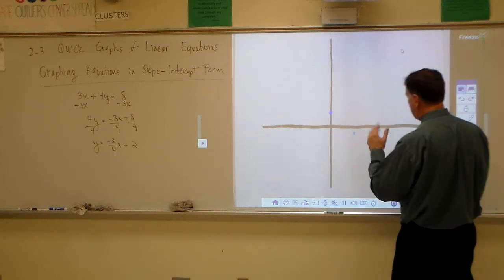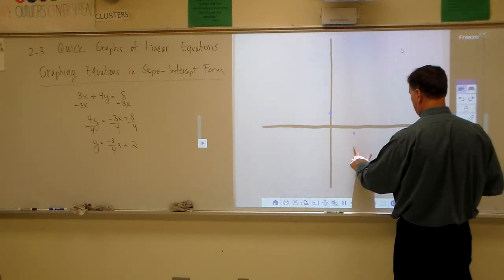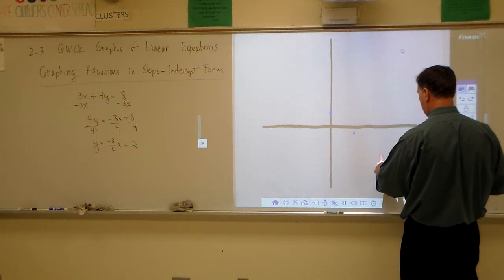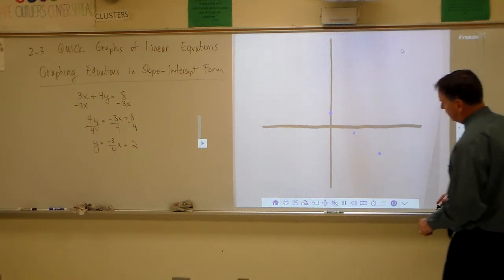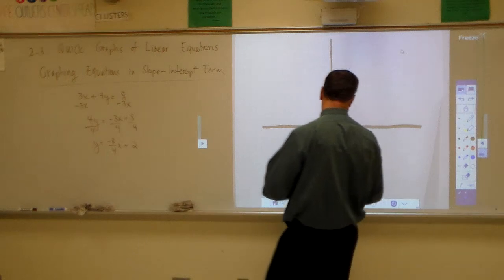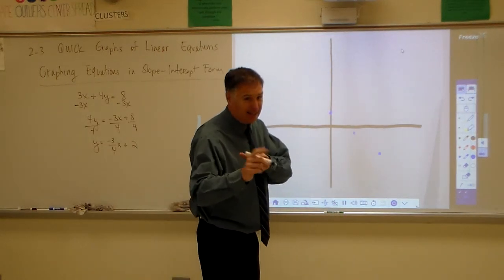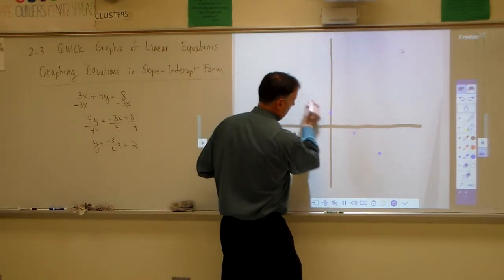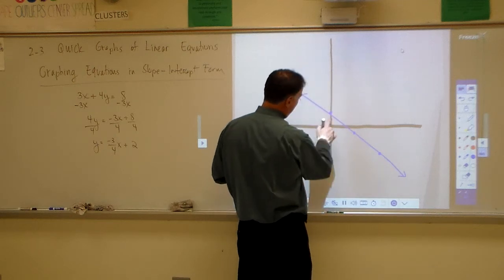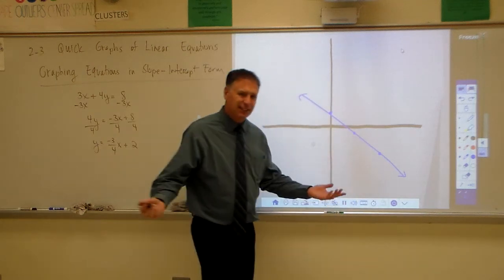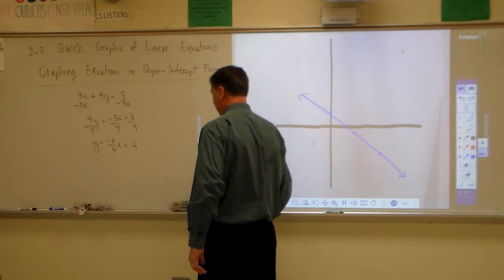That's technically all you need, but I'll do one more. Down 3: 1, 2, 3, over 4: 1, 2, 3, 4. Put a dot. Connect your dots. Let's see if I can do it. What are the chances I get all 3 dots in a line? Probably not. Look at that. That's touching it. I did it. All right.